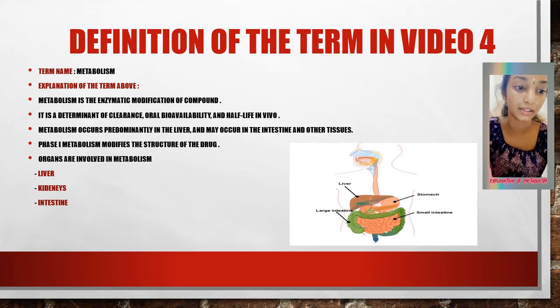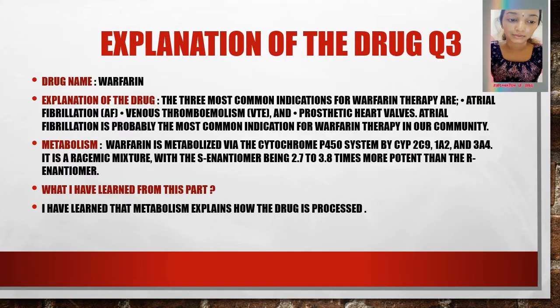The term will be metabolism. Explanation of the term: metabolism is the enzymatic modification of a compound. It determines clearance, oral bioavailability, and half-life in vivo. Metabolism occurs predominantly in the liver and may occur in the intestine and other tissues also. Phase I metabolism modifies the structure of the drug. The organs involved in metabolism are the liver, kidneys and intestines. So the explanation of the drug for metabolism will be warfarin.